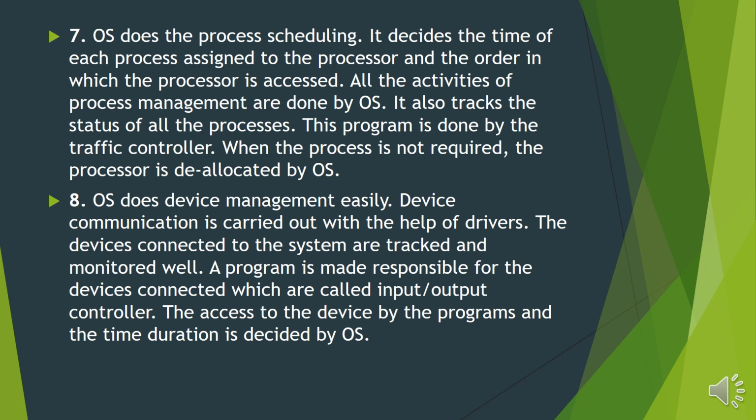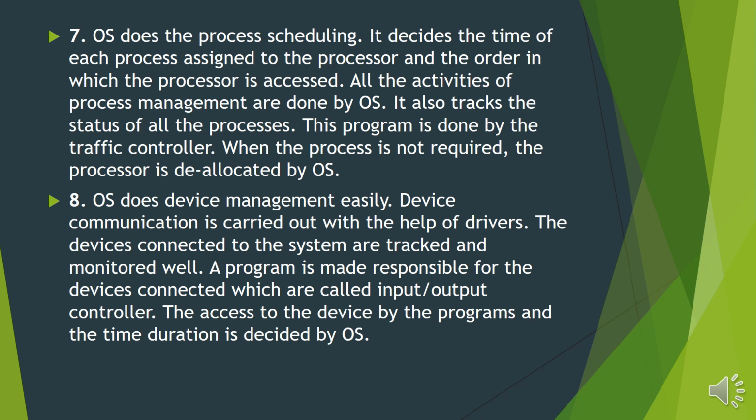Now, all the activities of work management are done by the operating system. Just like in registers, it also keeps track of the status of all the processes. This program is done by the traffic controller. When the process is not required, the processor is deallocated by the operating system.